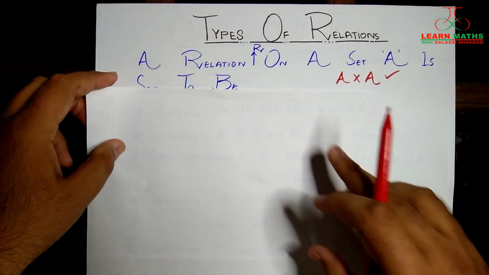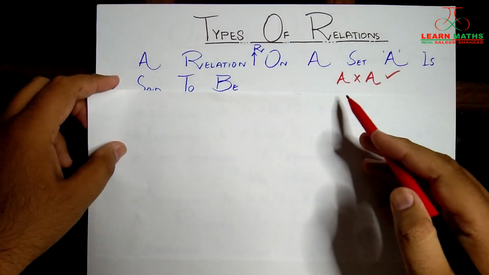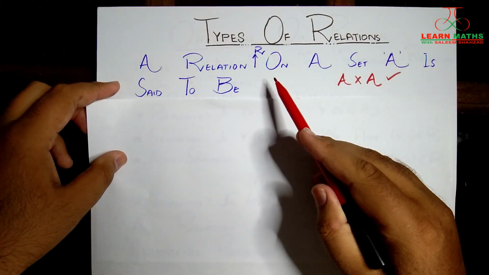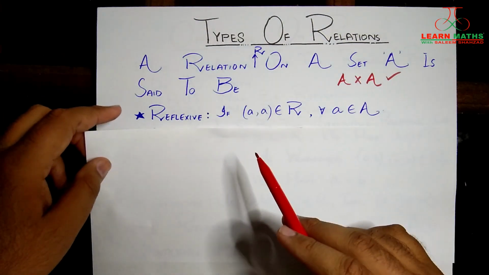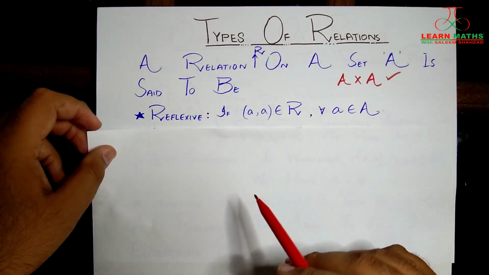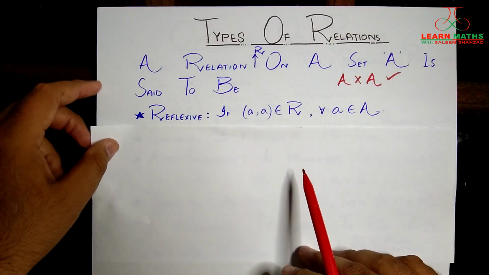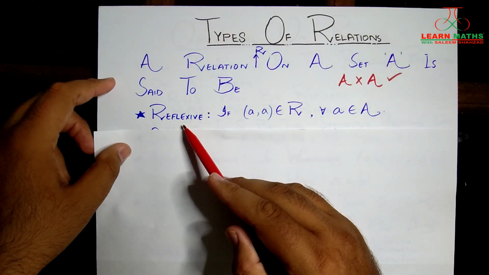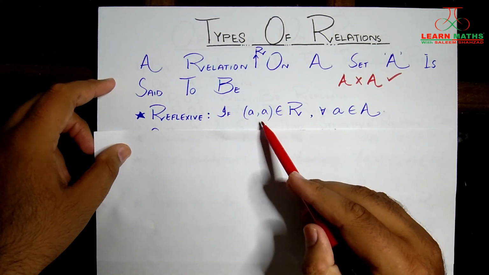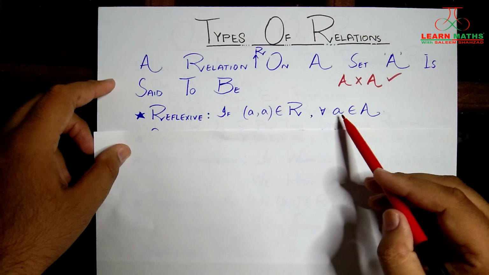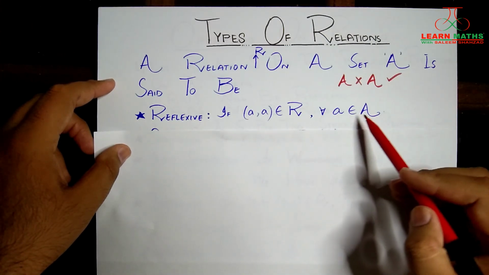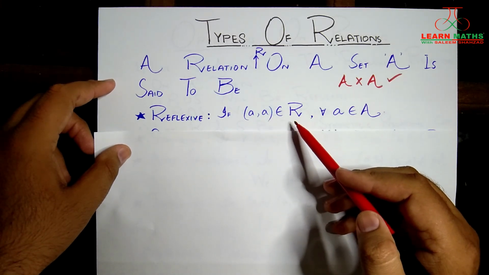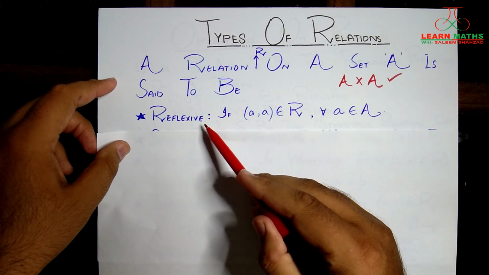So keep this in your mind: whenever we say R on A, a relation on A, that means the relation is now a subset of the Cartesian product of A with itself. So let's say we have a relation R on the set A. There are 3 or 4 types that we usually talk about, and that you can easily find in any book of set theory. The first one is reflexive. The relation is said to be reflexive if the pair (a, a) belongs to R for all a belonging to A. For every element of the set A, the ordered pair (a, a) should belong to R. If it happens, then that relation is called a reflexive relation.